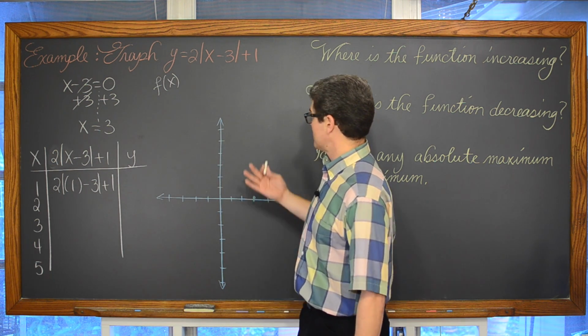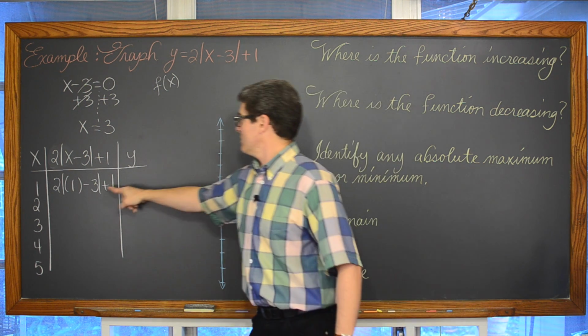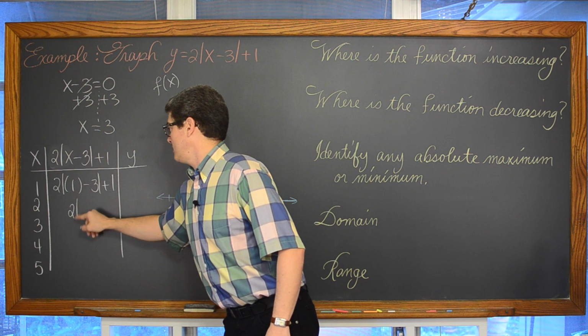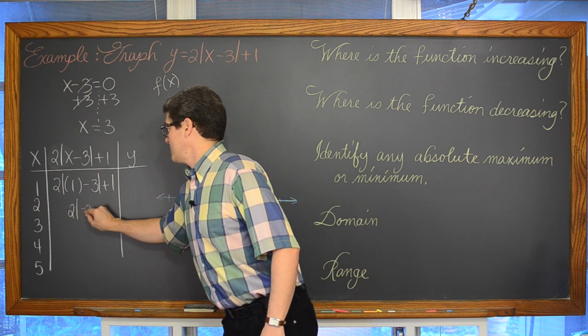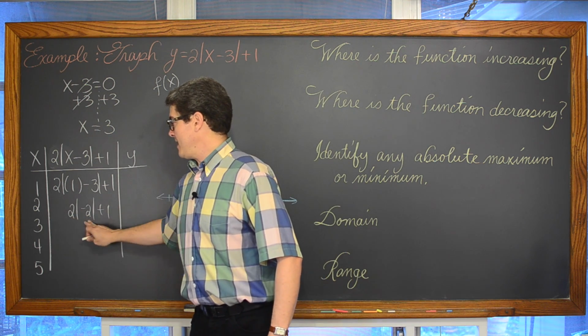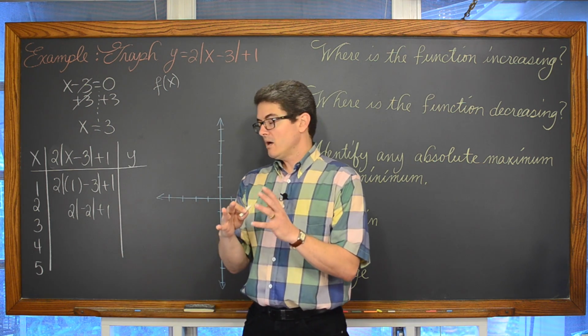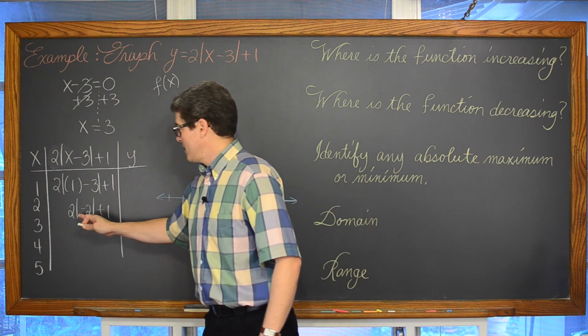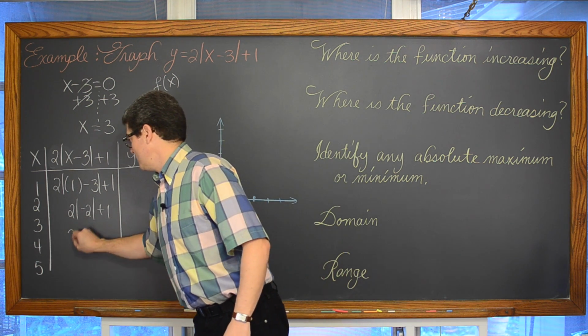So maybe in some scratch work over here, we're going to have 2 times the absolute value of 1 minus 3, which is negative 2, plus 1. Now I can't do 2 times negative 2, because the negative 2 is inside the absolute value function. I need to work that out first. So the absolute value of negative 2 is positive 2.